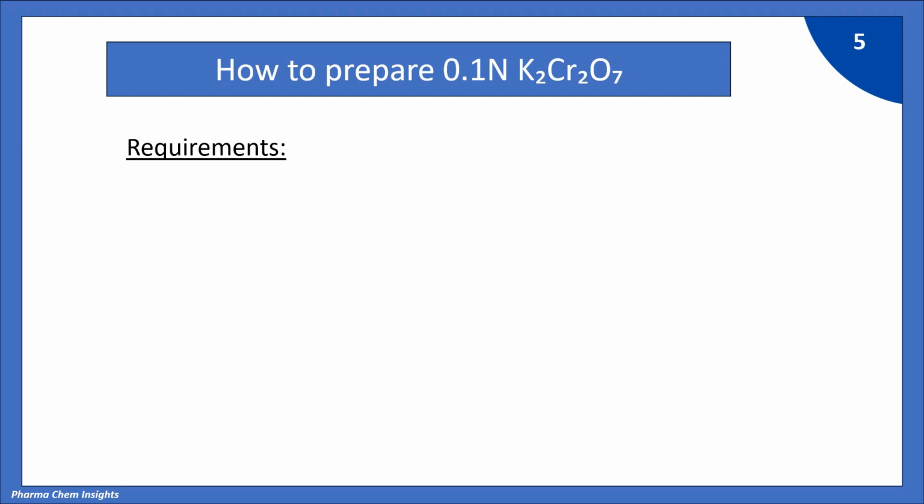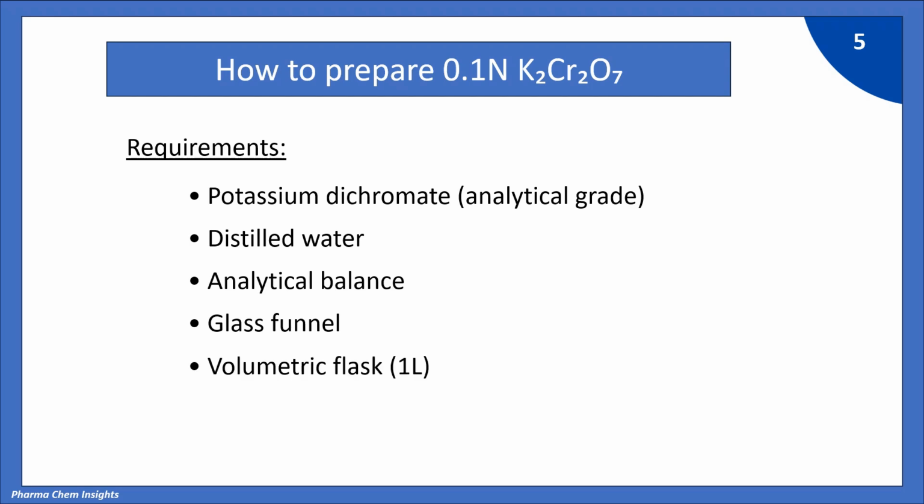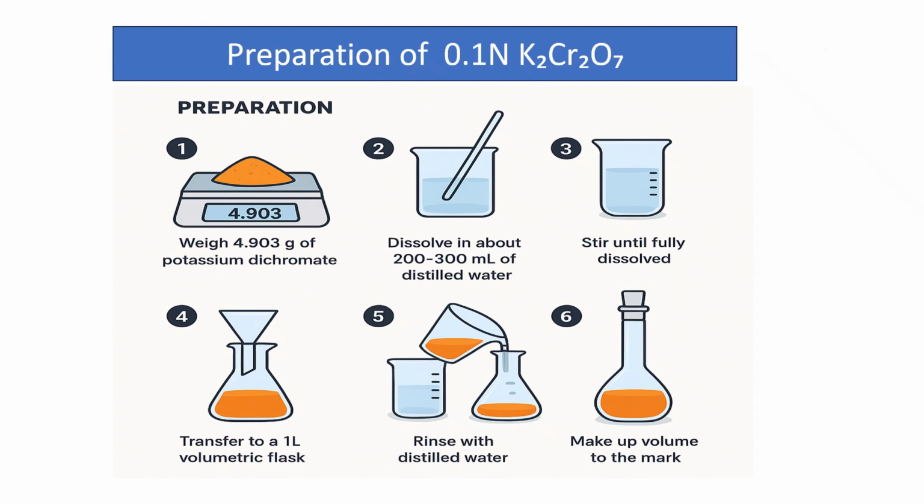So what are the requirements to prepare 0.1 normal K₂Cr₂O₇? Let's see. So we want potassium dichromate, analytical grade, distilled water, analytical balance, glass funnel, volumetric flask 1 liter and glass rod for stirring. Here is the step-by-step preparation of 0.1 normal K₂Cr₂O₇.